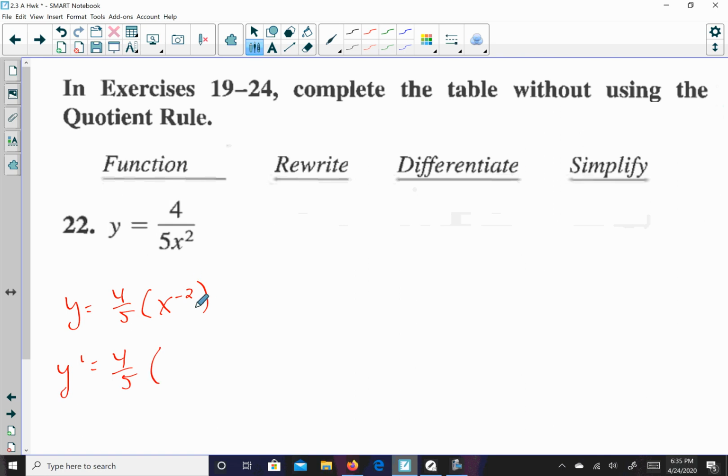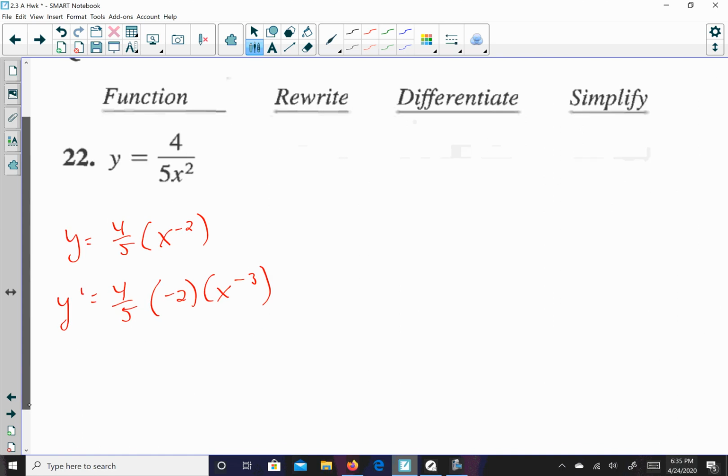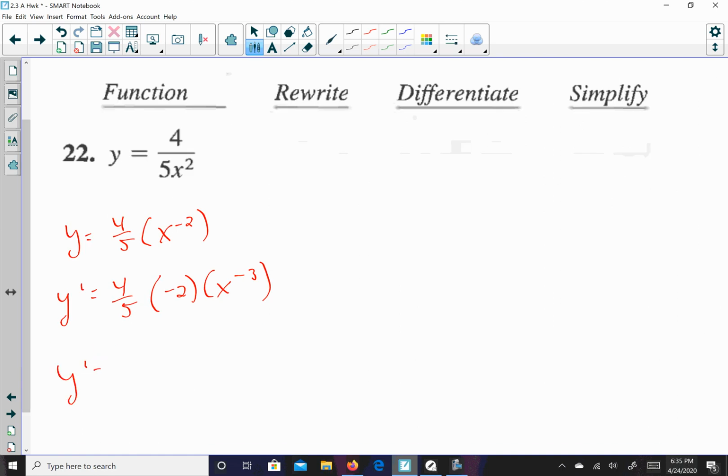I'm going to take my power, which is negative 2, and multiply it, and take this negative 2 and subtract 1 from it, so this will be to the negative 3 power. So when I multiply, I'm going to have negative 8/5 times x to the negative 3rd. I have to rewrite it without a negative exponent, so I'm going to have negative 8, and that x to the 3rd will go in the denominator with the 5, and that'll be my final answer.